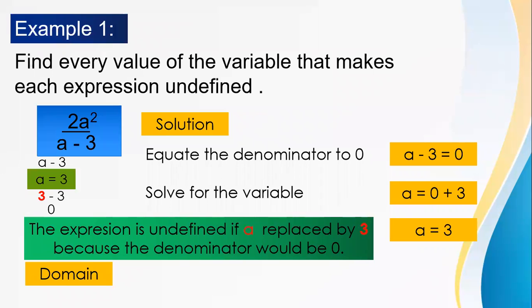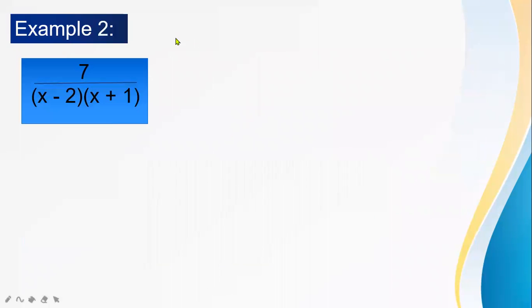Therefore, domain: all real numbers except 3. So, lahat ng real numbers except 3. Next, number 2: 7 over x minus 2.